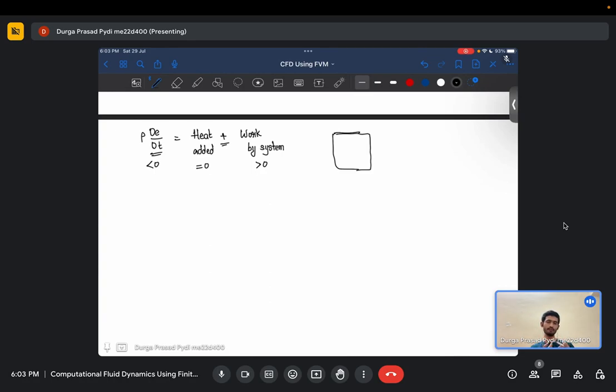It's not a fluid particle. We won't be dealing with one particle; we'll be dealing with some element. So this is the system for me. The fluid element is my system.